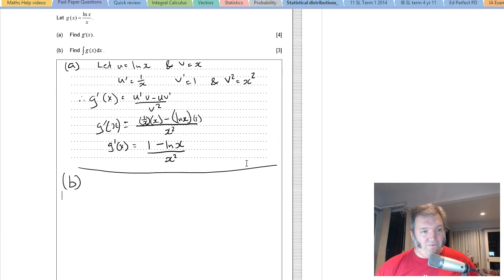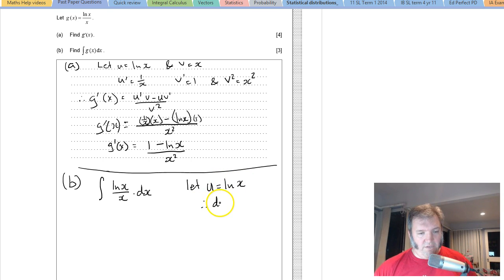Find the integral of g of x dx. So now we want to integrate. The integral of g of x is going to be the integral of ln x divided by x dx. Great. Few ways you can tackle these ones. Let's have a think about what we might want to do. Let's try a bit of substitution here. I'm going to let u equal the natural log of x. Therefore, du dx, the derivative of the natural log of x, is 1 over x.